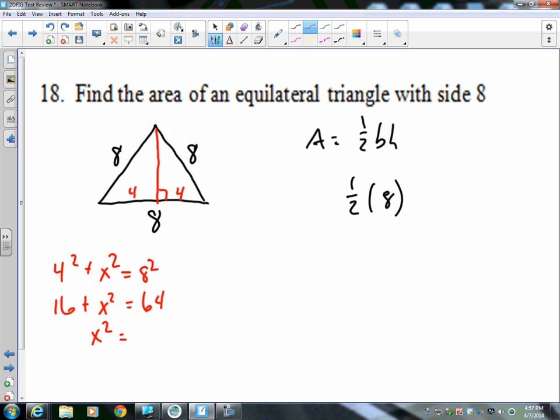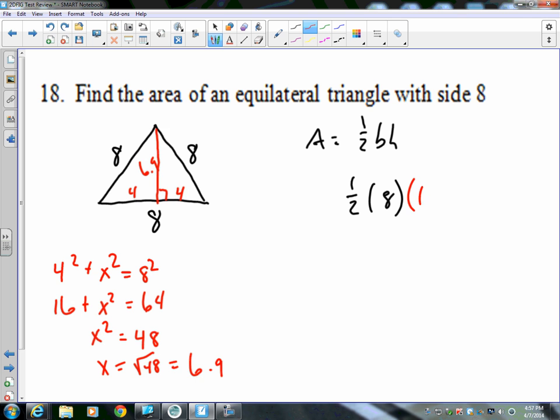Subtract 16 from both sides. 64 minus 16, we end up with 48. Take the square root to get rid of the squared. The square root of 48, if you put that in the calculator, is 6.9, and that would be our height, 6.9.